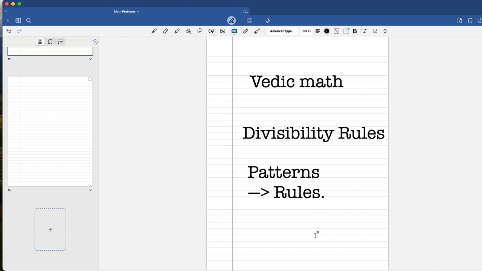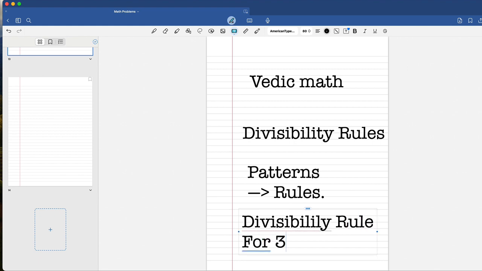So let's get a little concrete here. Let's try and do something very specific. For example, let's think about the divisibility rule for 3. Now, what's the divisibility rule for 3? You take all the digits, you add them together, and if that sum, recursively added, is divisible by 3, then the whole number itself is.